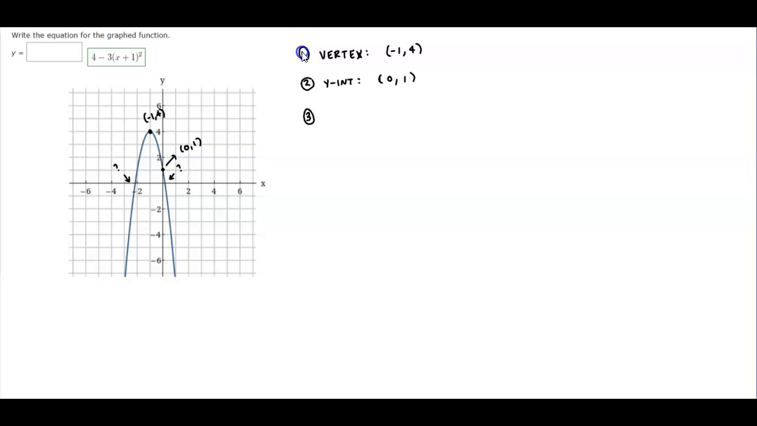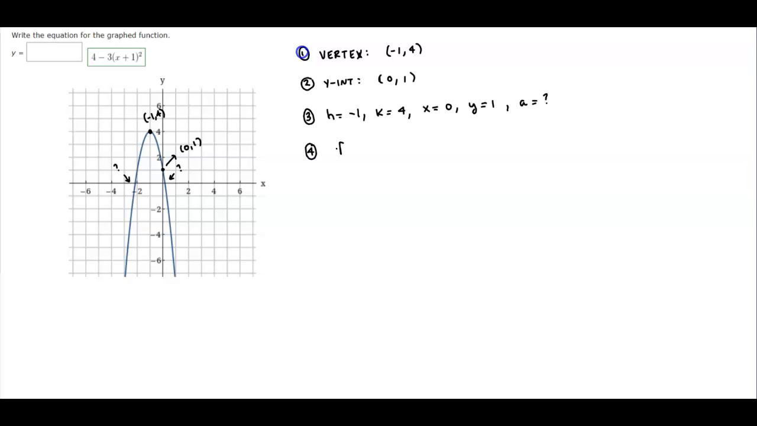Okay, now that tells us that we have the value of h, which is -1. We know the value of k is 4. We know the value of x in our y-intercept is 0. We know the value of y is 1. And then what we're going to do is try to find a.